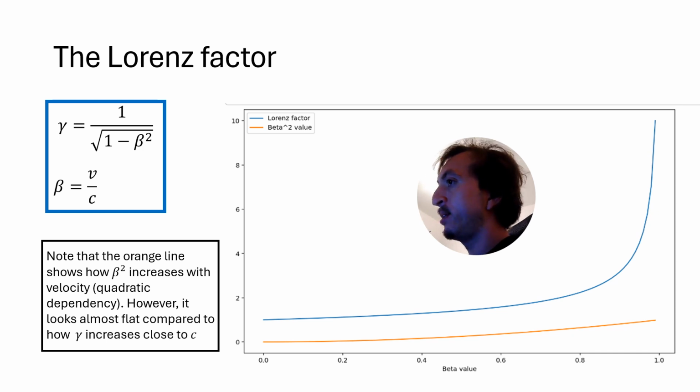But as beta goes to 1, gamma goes to infinity. So then, if beta is very, very close to 1, then tiny differences in beta will result in drastic differences in gamma.